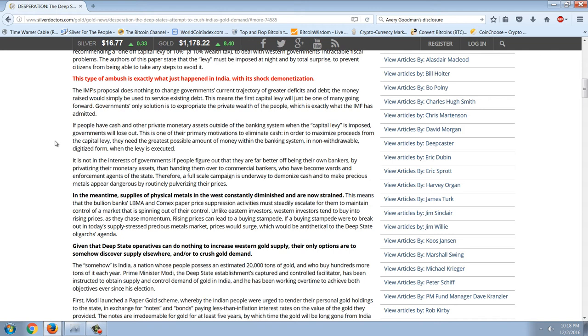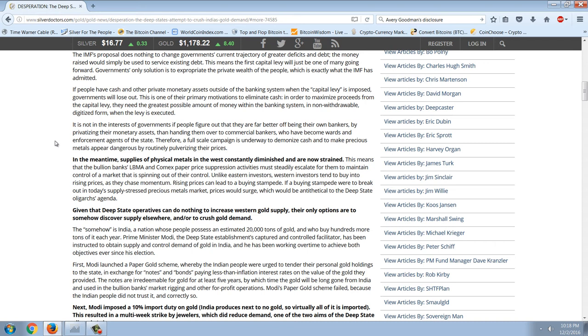The IMF's proposal does nothing to change government's current trajectory of greater deficits and debt. The money raised would simply be used to service existing debt. This means the first capital levy will just be one of many going forward. Government's only solution is to expropriate the private wealth of the people, which is exactly what the IMF has admitted.